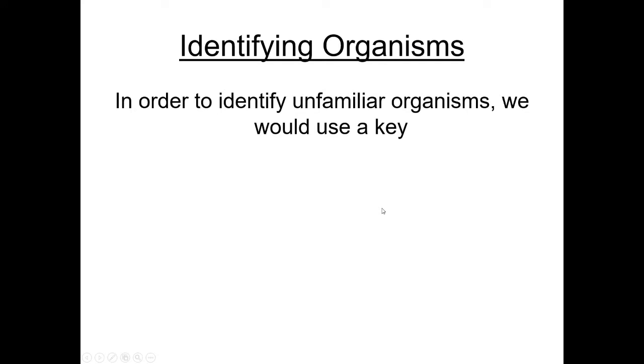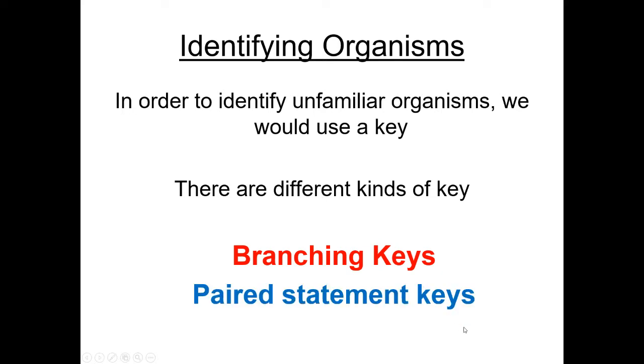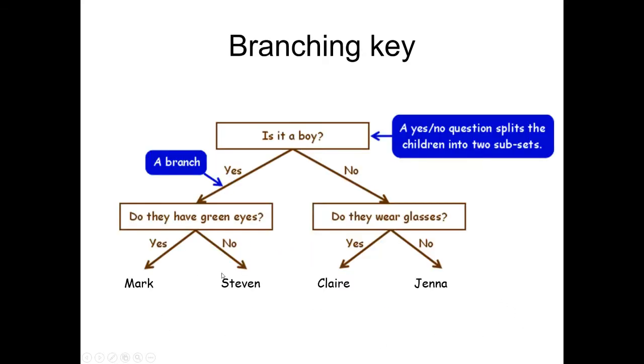So, in order to identify something we're not familiar with, for example, even as a biologist, I cannot tell trees apart. I don't know the difference between an oak and a birch or whatever. I have to Google it. If I was good at using keys, I wouldn't have to do that. There's lots of different kinds of keys. We look at branching keys and we look at paired statement keys. Branching keys are a little bit simpler. Paired statement keys are a little bit more tricky, but it's what you need to be able to do by the end of this course.